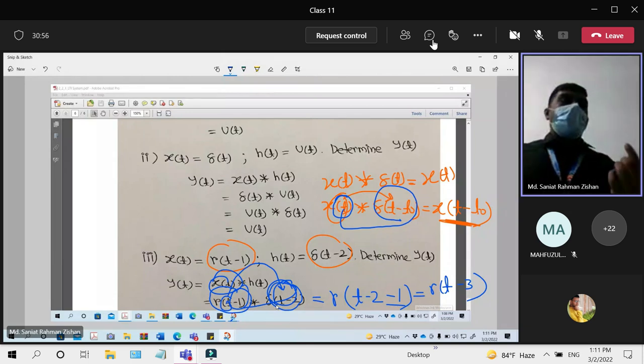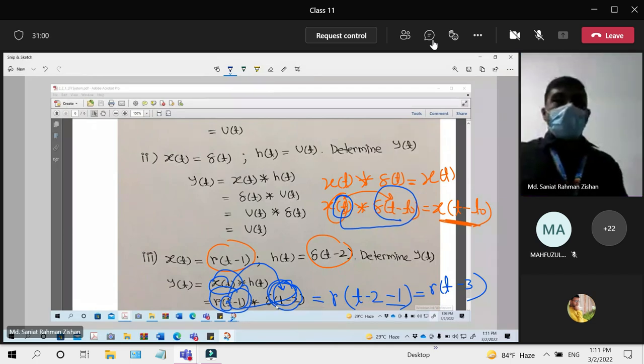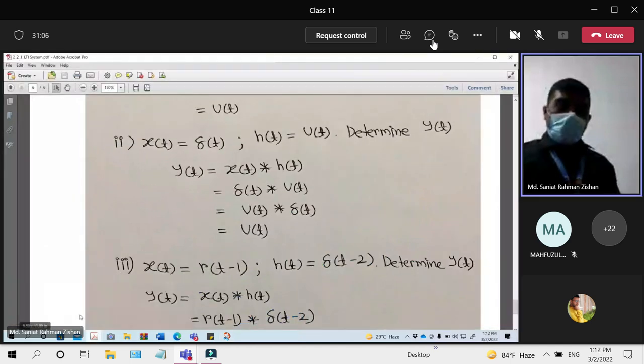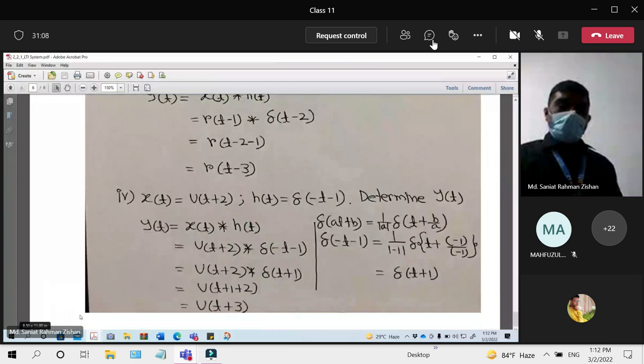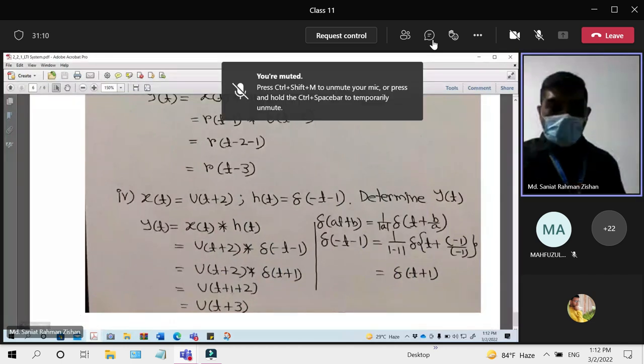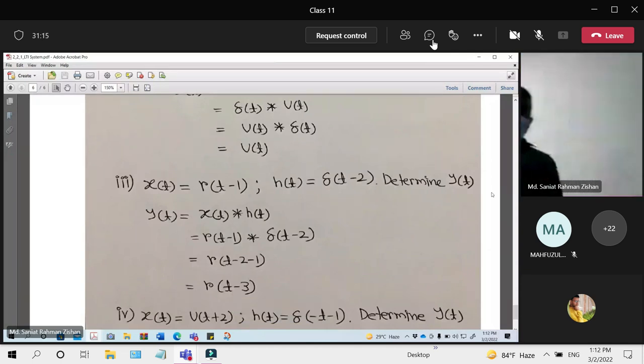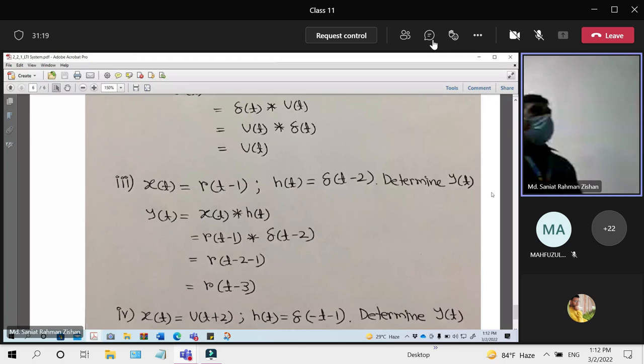If you understood this, the next one is just one line for me. But any question from anyone? Okay. Last problem from this property, I'll be showing you right now. This is number 4. I don't want to show you the answer. Number 4: x(t) equals u(t) plus 2 and h(t) equals delta(-t - 1).